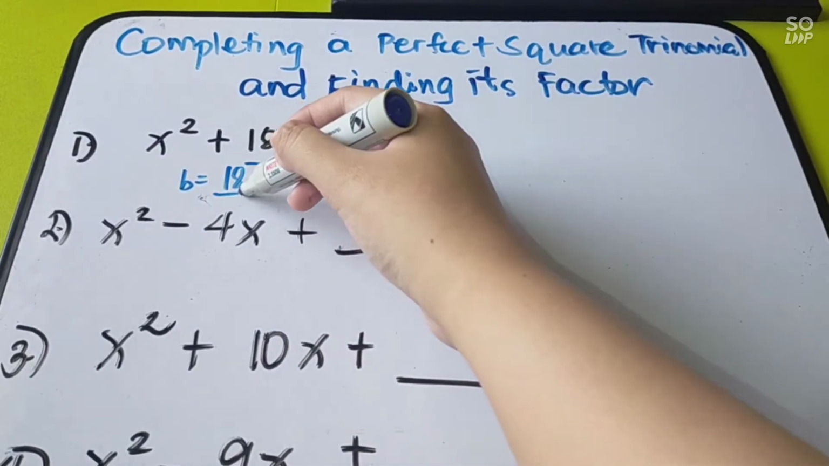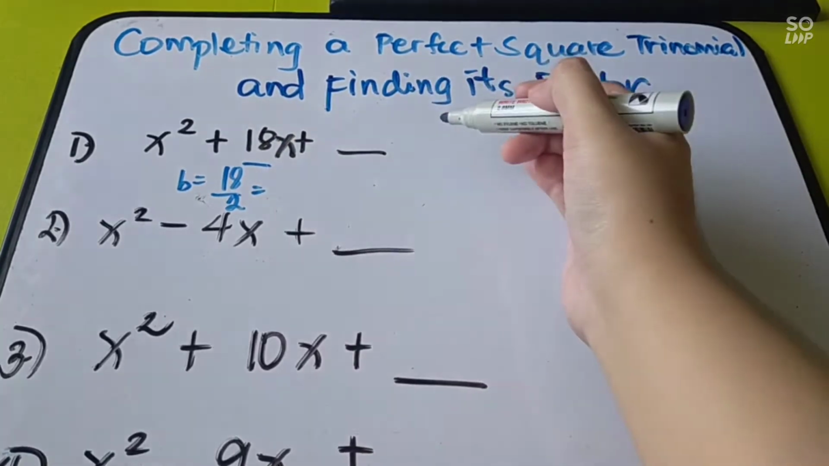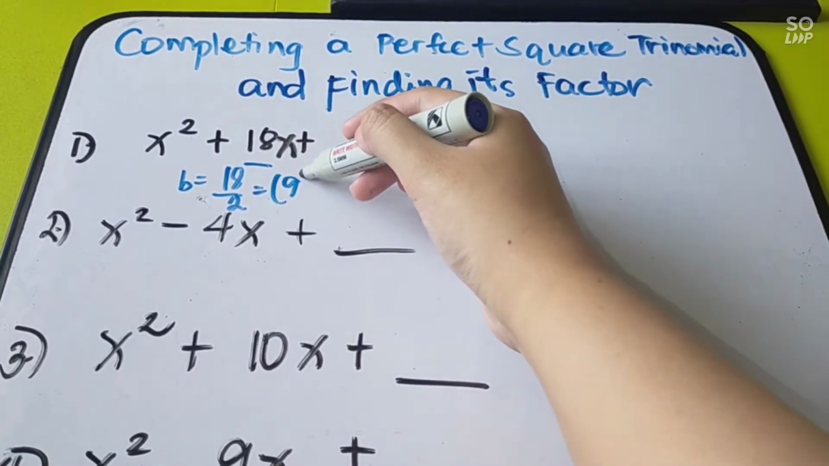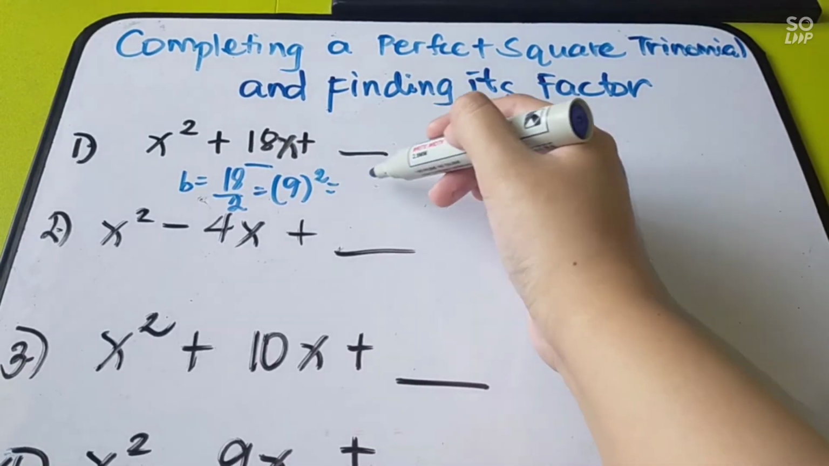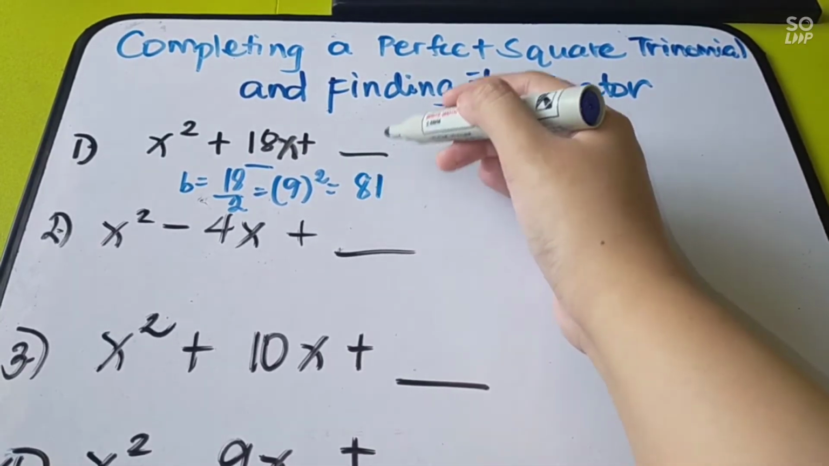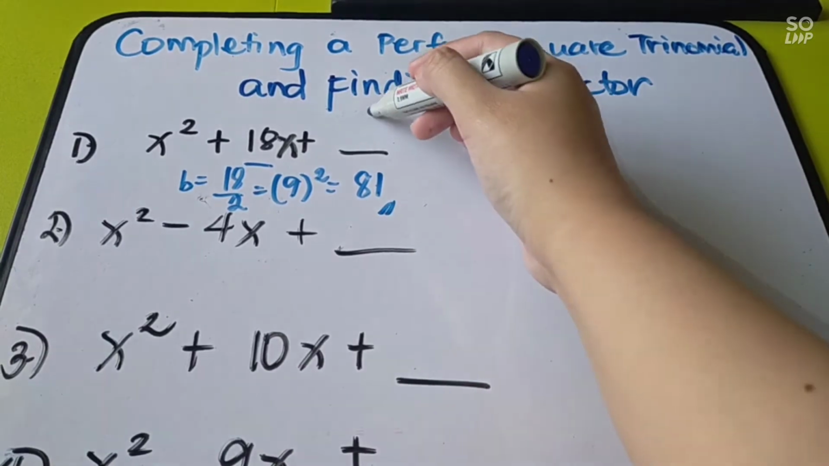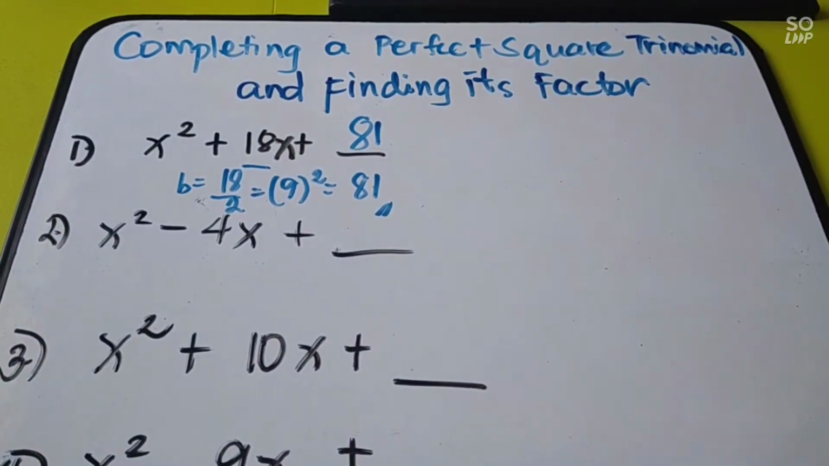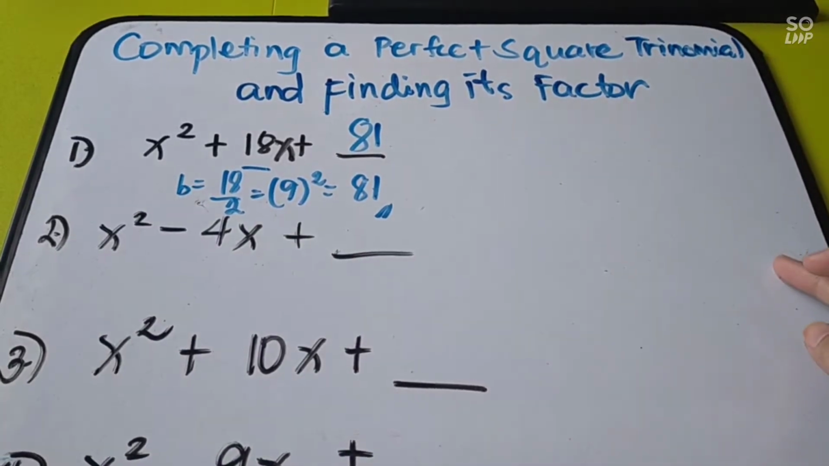Afterwards, you are going to divide 18 into 2. Lagi yan, ha? Divide your b into 2, that is 9. Afterwards, you are going to square. Find the square of 9, that is 81. So, yung 81 na nakuha mo, yun yung ilalagay mo dito. Ayan na, we're already done. So, we already completed the square.